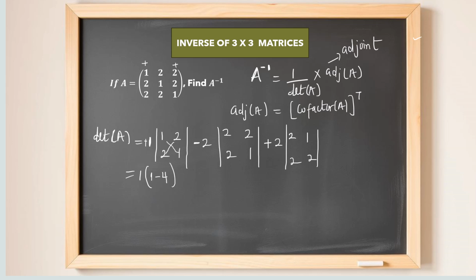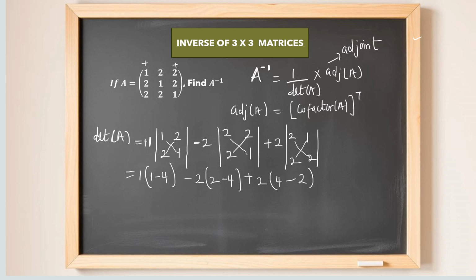The same thing for the next one, which is negative 2: 2 times 1 is 2, minus 2 times 2, which is 4, plus 2 times 2 is 4, minus 2 times 1, which is 2.